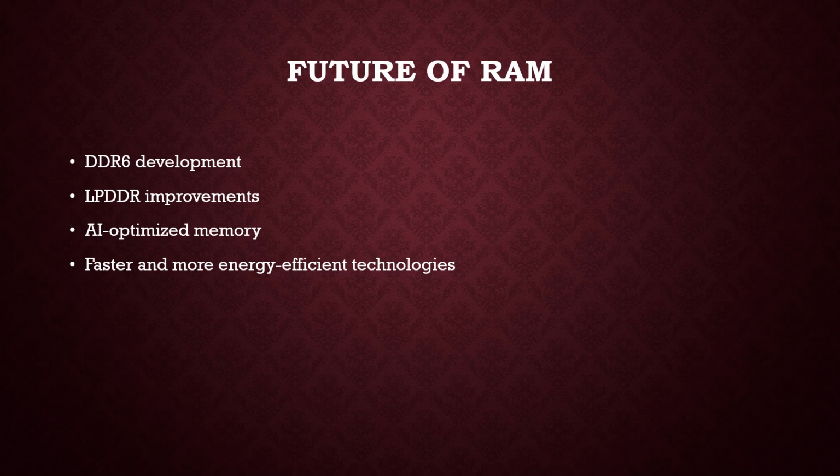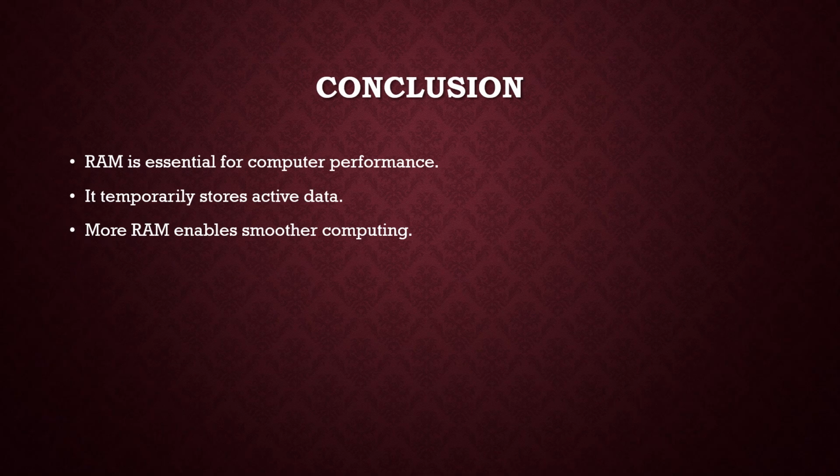Then AI optimized memory. AI techniques can also be included in the memory. So faster and more energy efficient technologies can also be used here. Faster and more energy efficient technologies. So in the future, faster and more energy efficient technologies of RAM can also be used.